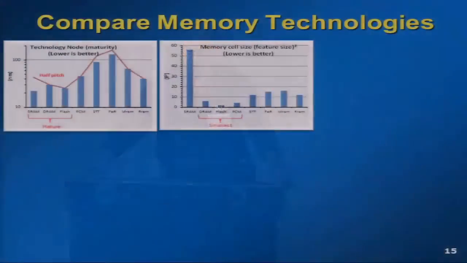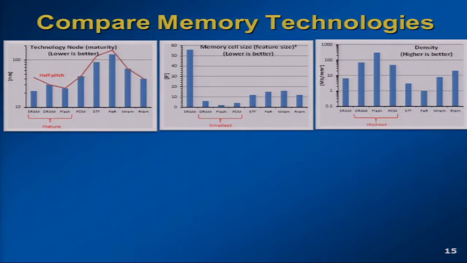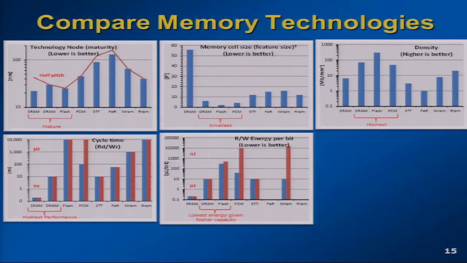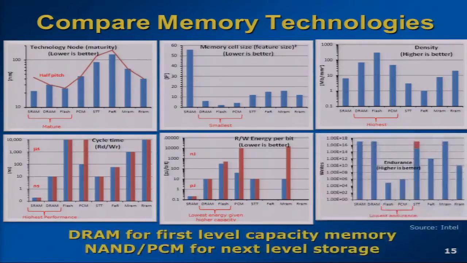You look at the memory cell size. SRAMs are huge. DRAMs, flash, and PCMs are relatively small, fairly very small. If you look at the density, you cannot beat the density of the flash. Even the PCM cannot beat it. If you look at the cycle time, SRAM is the fastest, followed by DRAM. If you look at the energy per bit, SRAM is the most energy efficient, followed by DRAM. And then if you look at the endurance, you cannot beat the endurance of SRAM and DRAM. PCM and FeRAM, and the flash have the lowest endurance.